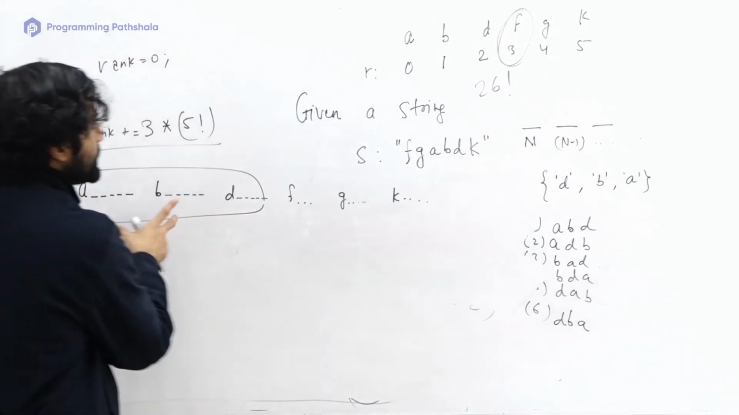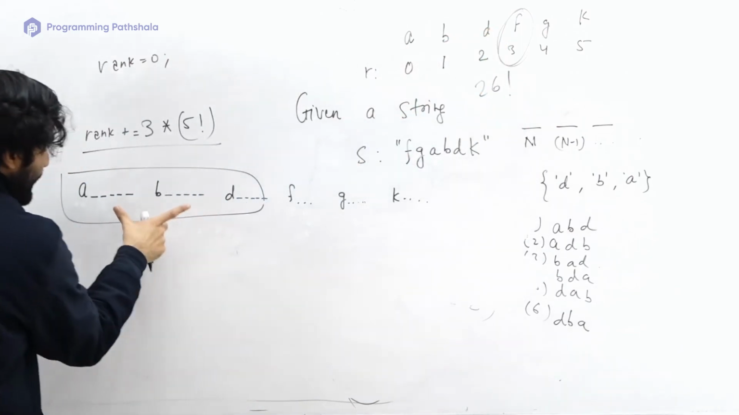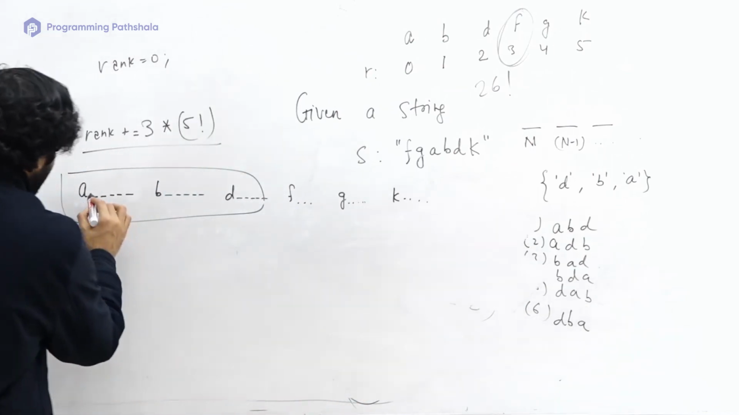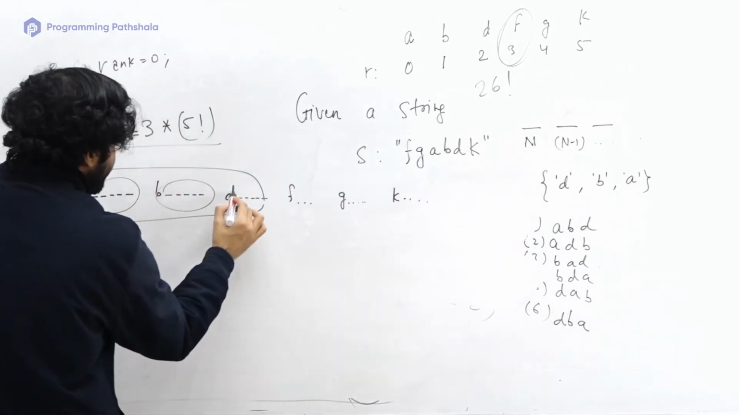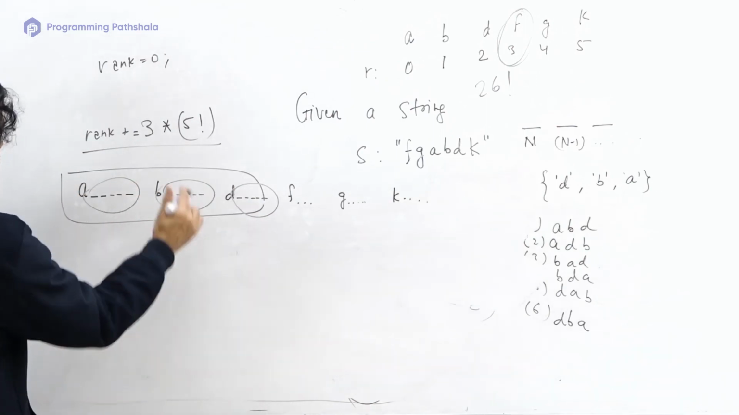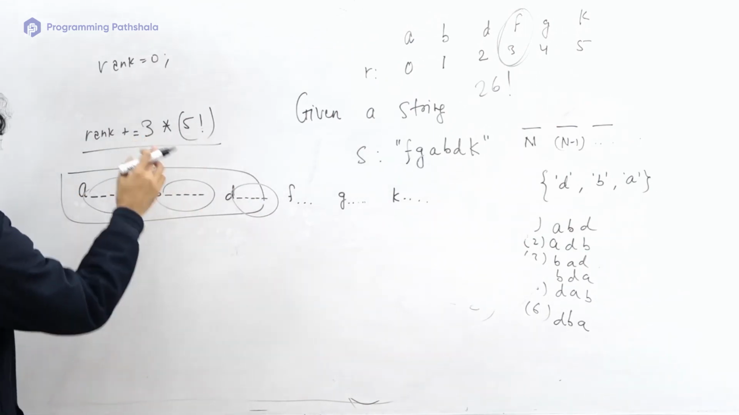If the rank of F is 3, that means there will be 3 families of A, B and D coming before it, which will definitely be smaller than it. And how many pending characters are there in them? 5 pending characters are there. So 5 factorial members will be there in each of them. So I multiplied 5 factorial with this, and this is how I got it.